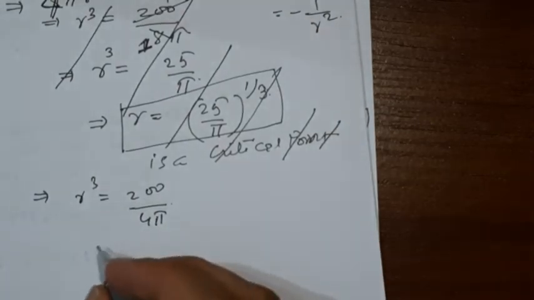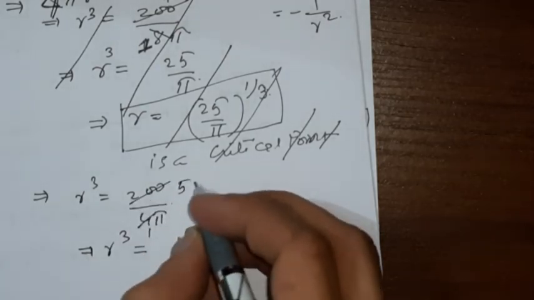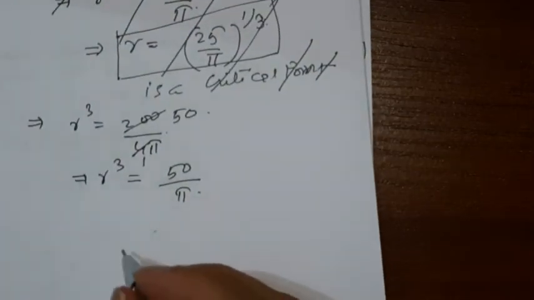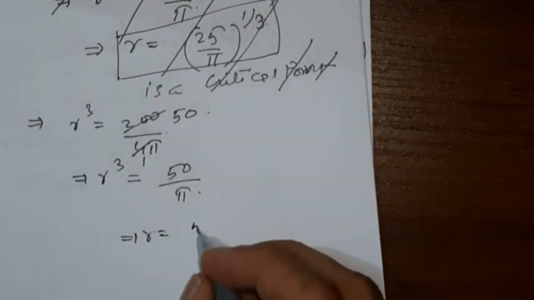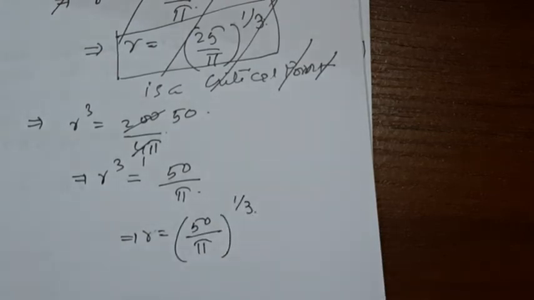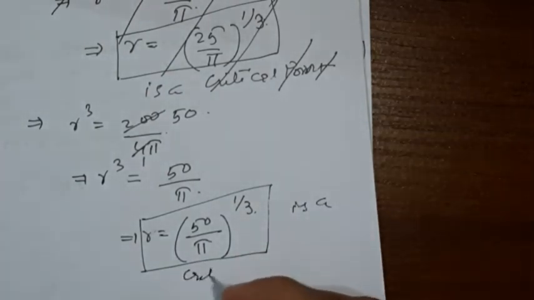Okay, this is what we will get. So R cube is equal to nothing but 4 ones are 4, 4 5s are 20 and 0, so 50 divided by pi. So R is equal to nothing but 50 divided by pi raised to 1 by 3. All right, so this is the critical point.